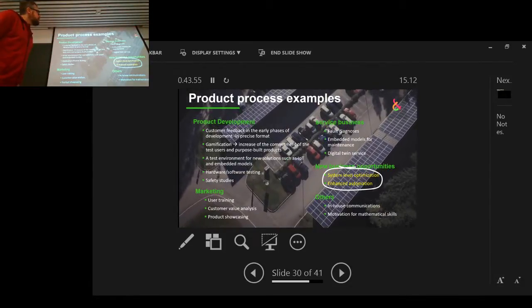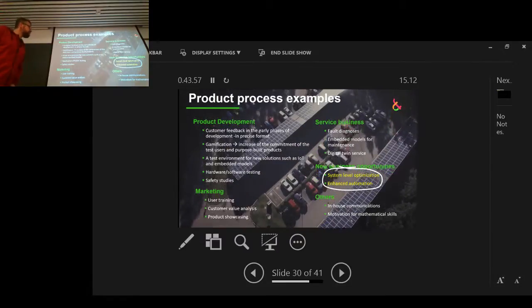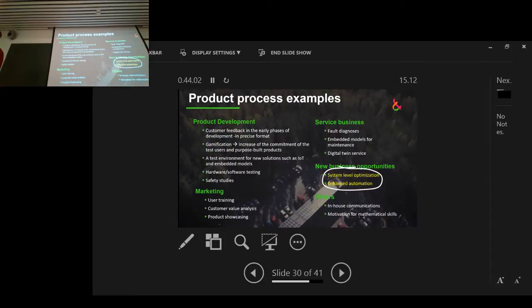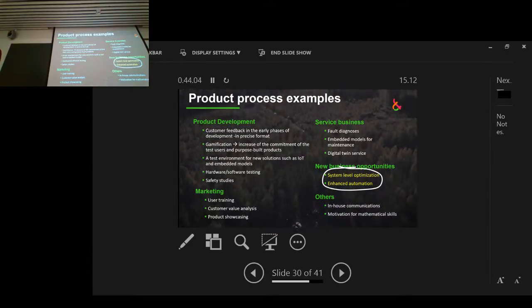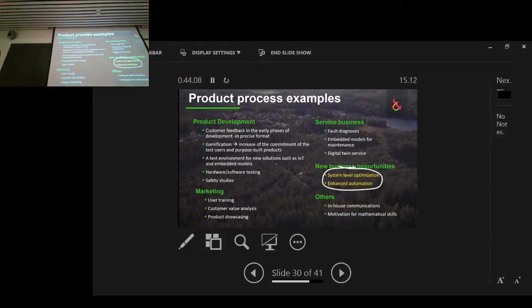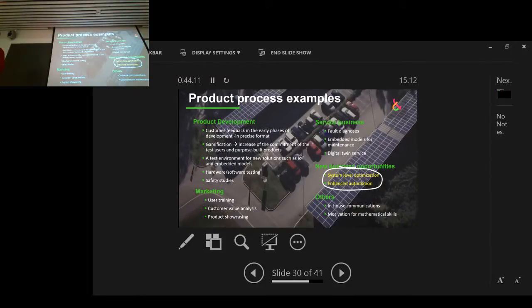All right, then the system level optimization in change automation. This is what I already pretty much explained to you. So we do have this opportunity to compute faster than in real time. And if we compute it faster than in real time, then we can see what happens in the future.